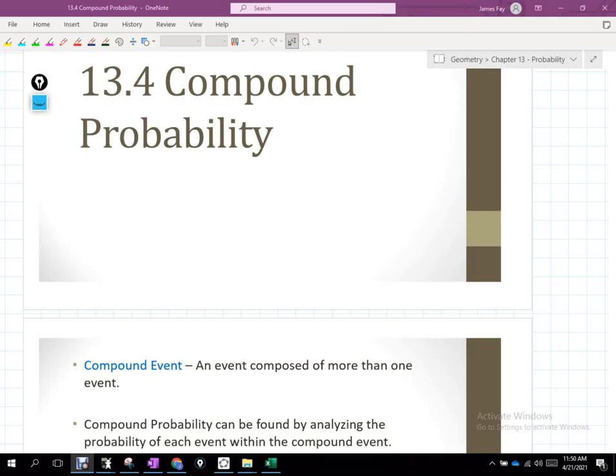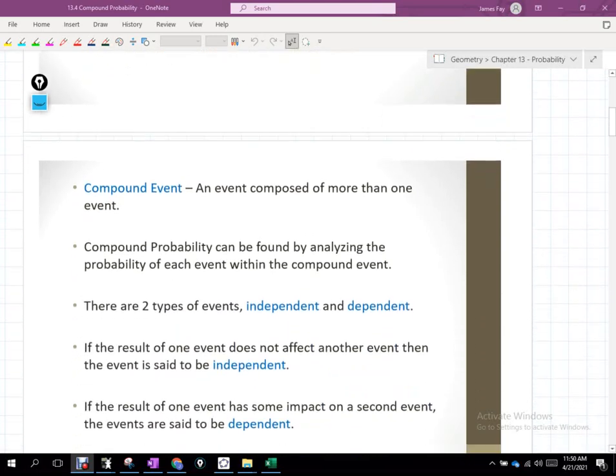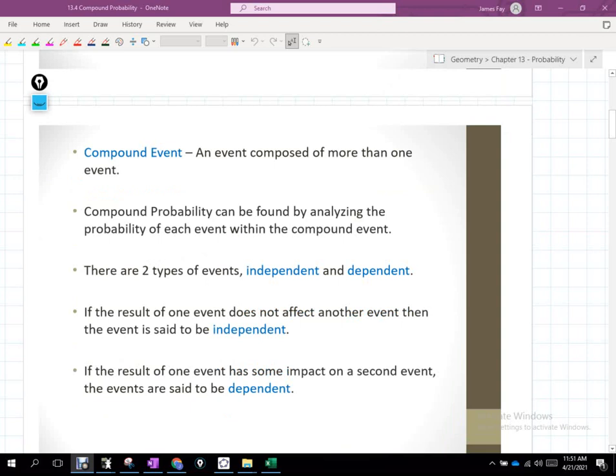All right, so compound probability. The word compound, you are correct, means multiple things happening, okay? A compound event, and remember the event is the scenario that we're interested in occurring, is an event composed of more than one event. It's like a compound word. A compound word is a word made up of multiple words, right? A compound fraction is a fraction made up of multiple fractions. Well, we've seen that word compound before. So compound probability can be found by analyzing the probability of each event within the compound event.